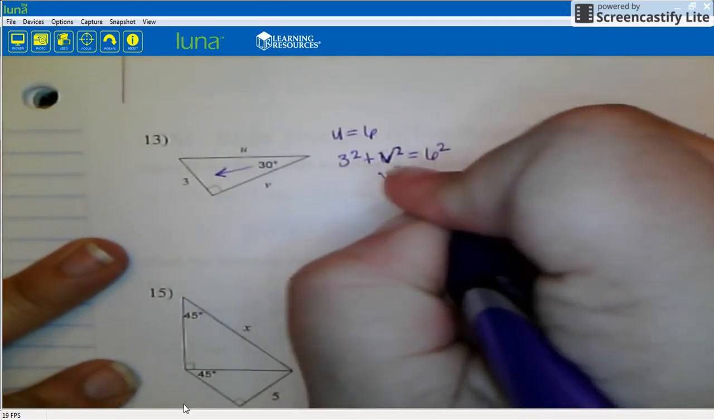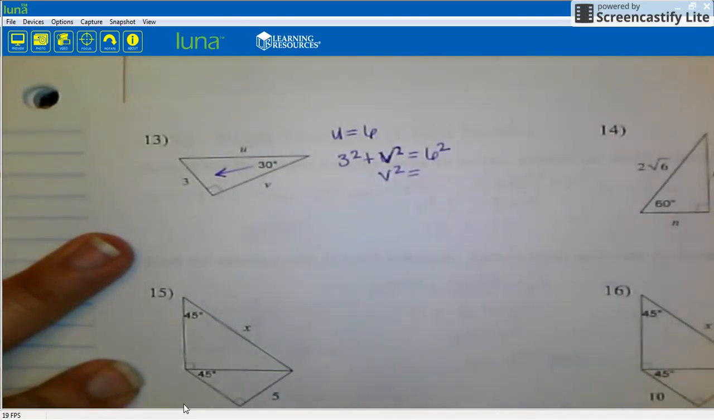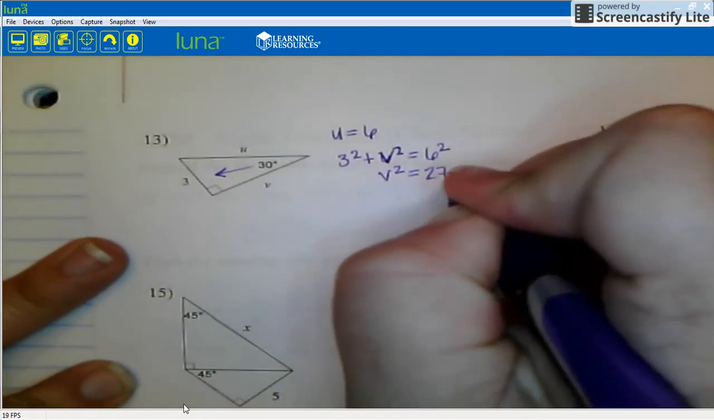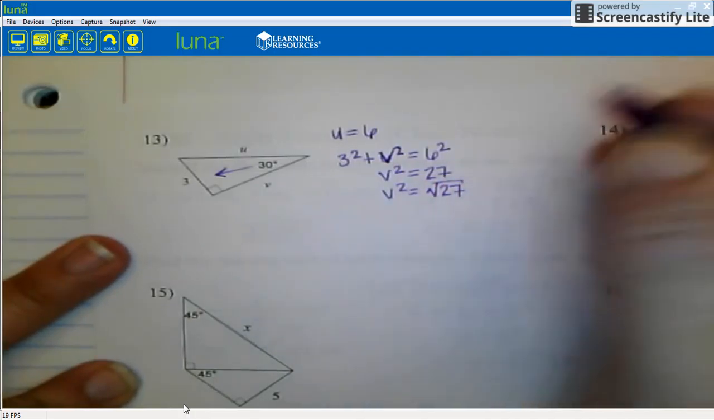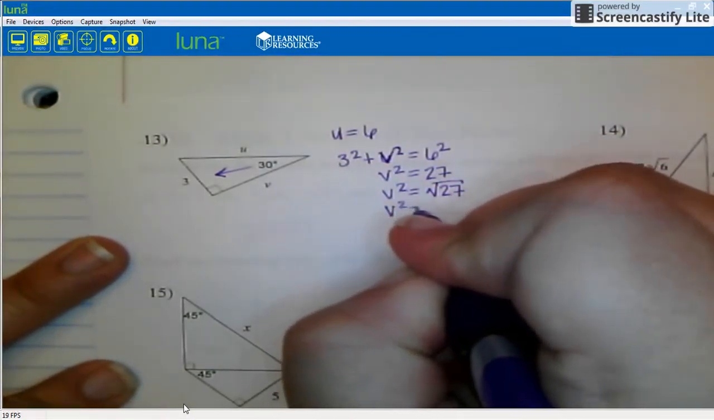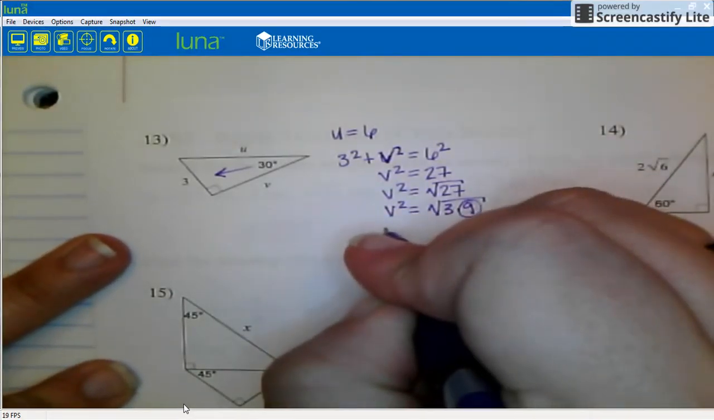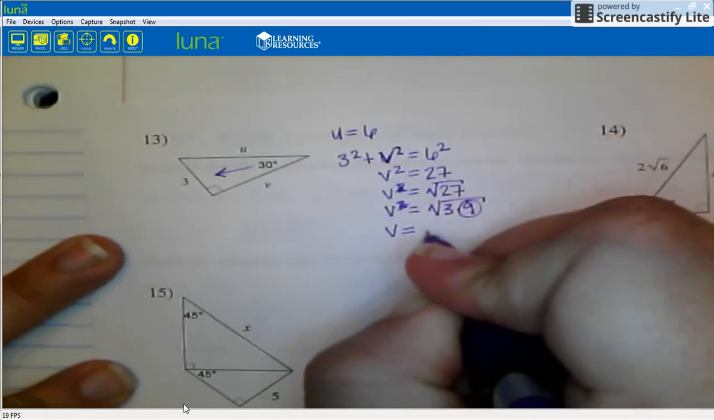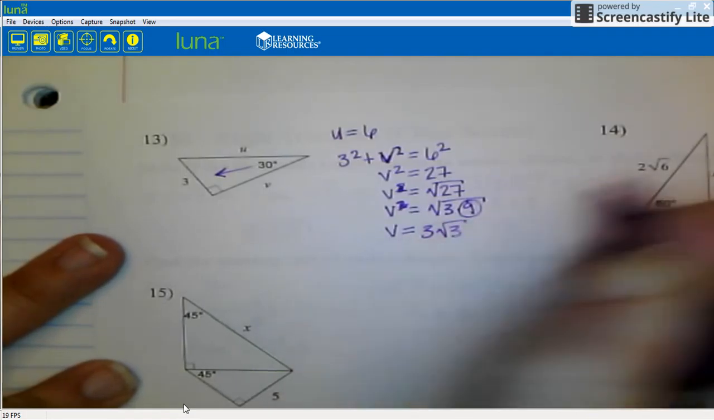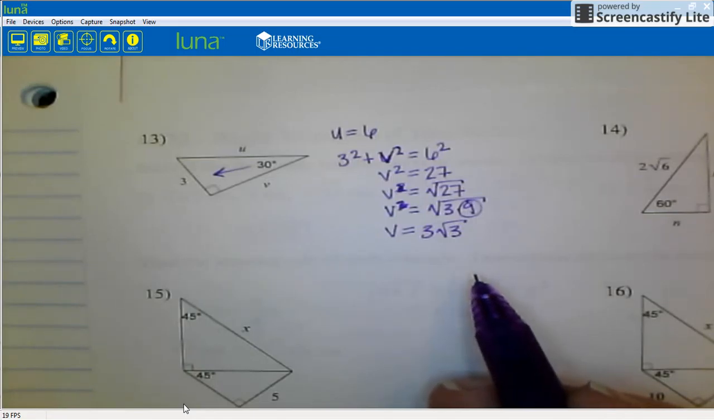So this will give me v squared is equal to 36 minus 9. So I have 27. So v squared is equal to 27, and v is the square root of 27. And the square root of 27 is going to factor into 3 times 9, and we take the square root of 9. So v is going to be equal to 3 square root of 3, which, if you remember your rules, then you would know that without having to do all that work.